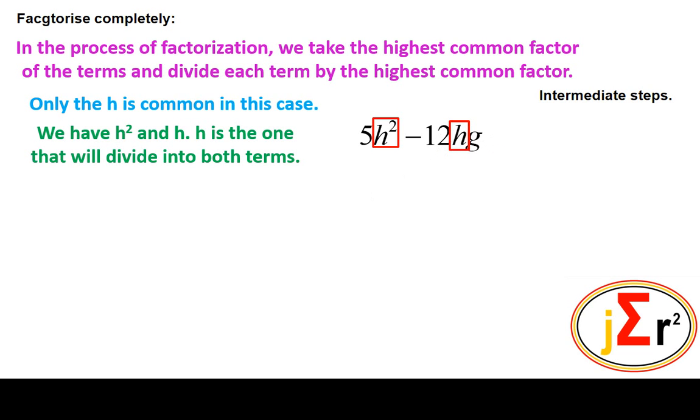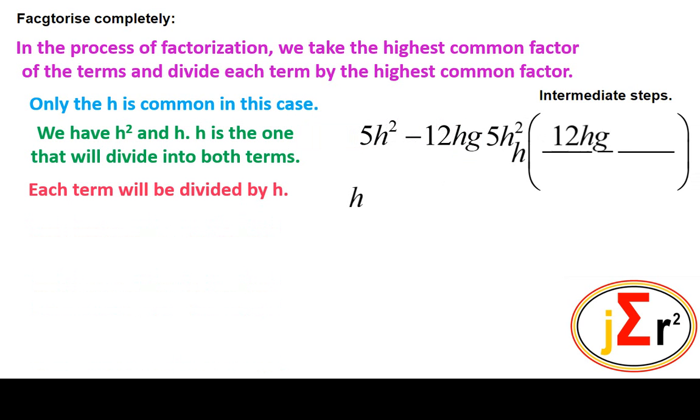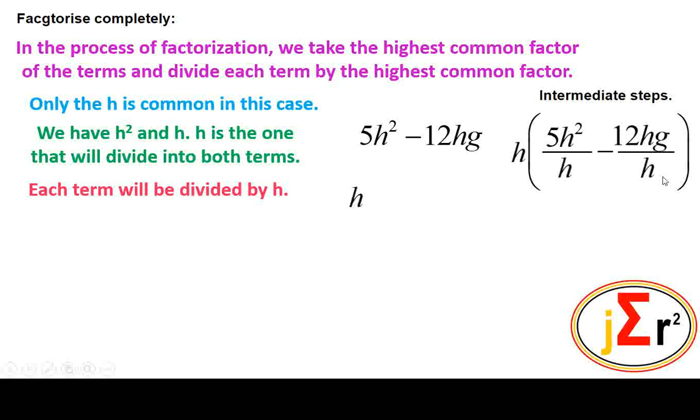Therefore, we will divide each term by h. We have our highest common factor right there. Then, each term will be divided by the highest common factor, which is h. We have our original terms just repeated here, and we are just going to demonstrate the division process, which is not generally done in examinations, but we are just doing it here for illustration.